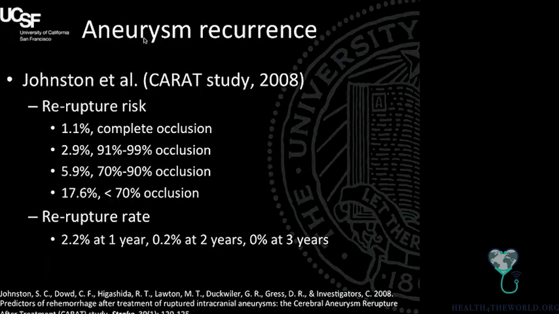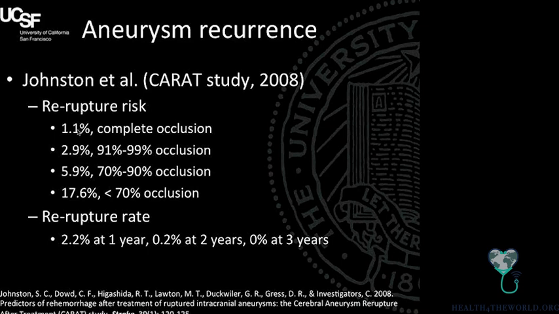This is a study published by Claiborne Johnston. This is the CARET study, and this is really what drives a lot of the innovation in our field. This is the re-rupture rate of aneurysms, and this was a compilation of not only the ISAT data, but some other smaller studies. They found, not surprisingly, that the more completely an aneurysm is occluded, the less likely you're going to have a re-rupture, and that's kind of what I was just talking about with that cartoon just a second ago.